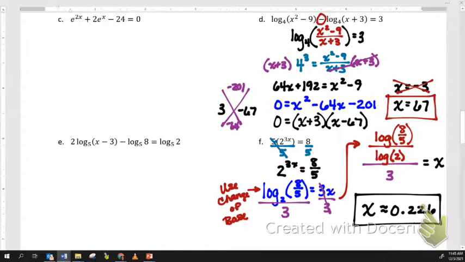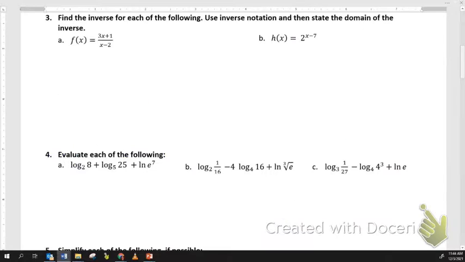What else would you guys like to look at? Yes, ma'am. 4A. And which one? 8A. 4A, 8A. Sounds good.